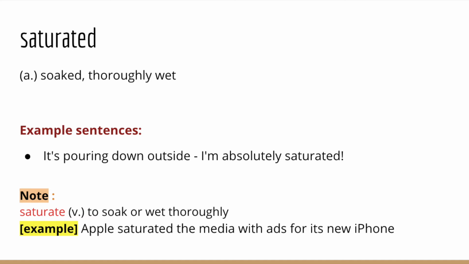So whether you watch YouTube and you see the YouTube ads, or you watch television and you see the television ads, it's all about iPhone. And if you want to describe this, you can say Apple saturated the media with ads for its new iPhone.